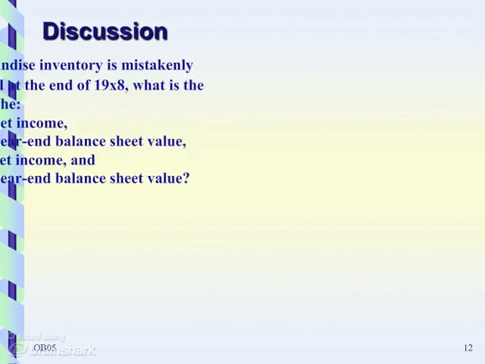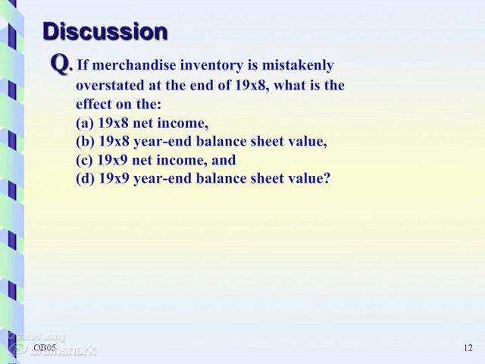Let's look at the discussion question for Objective 5. If merchandise inventory is mistakenly overstated in year one, what is the effect on the net income for that year and the ending balance sheet for that year? Additionally, what is the effect of the misstatement on year two's net income and year two's balance sheet value?